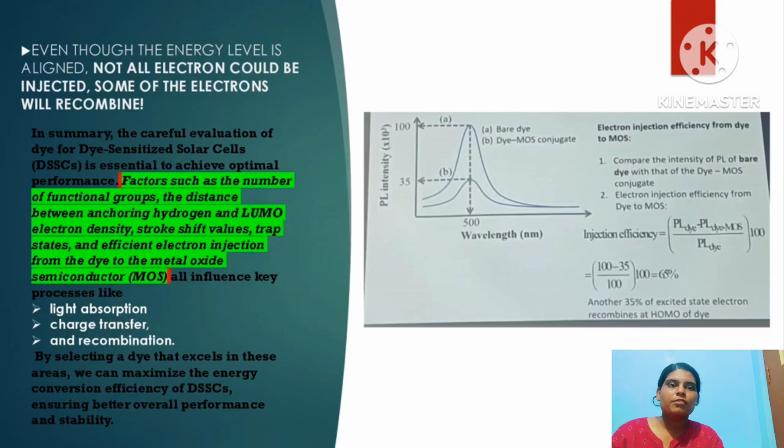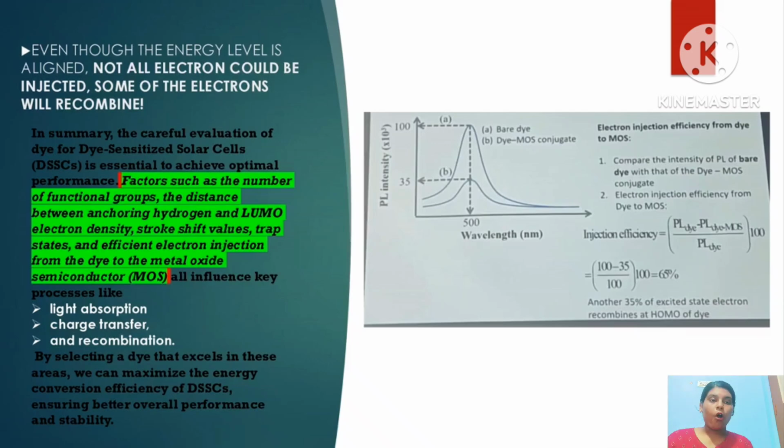So basically, this is the evaluation of dyes. All the factors we have discussed in the evaluation of dyes directly influence factors such as light absorption, charge transfer, and recombination. So by selecting a dye that excels in these areas, we can maximize the energy conversion efficiency of our cells, as well as increase the overall performance and stability of the solar cells.